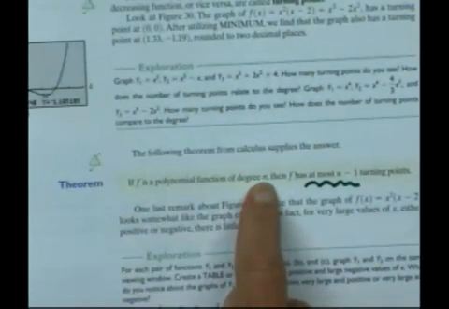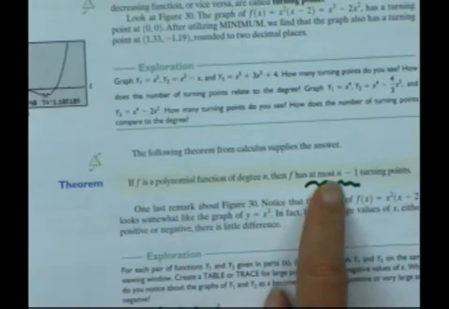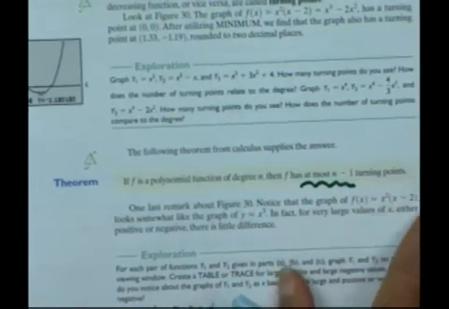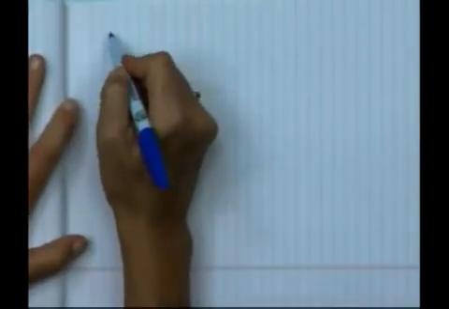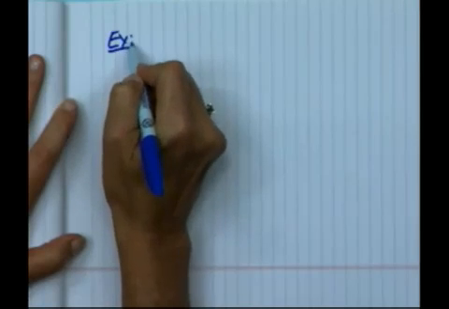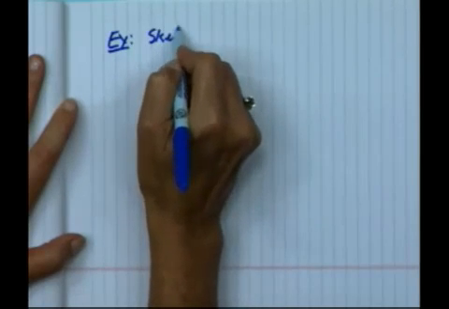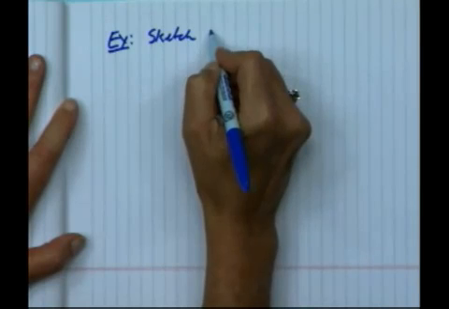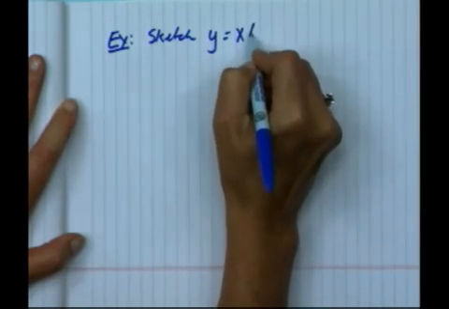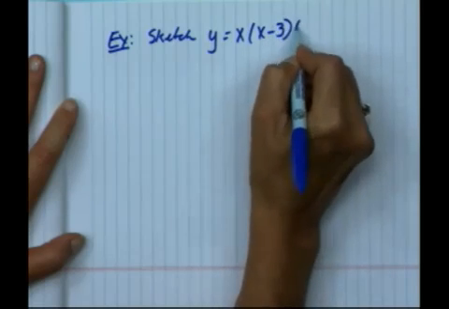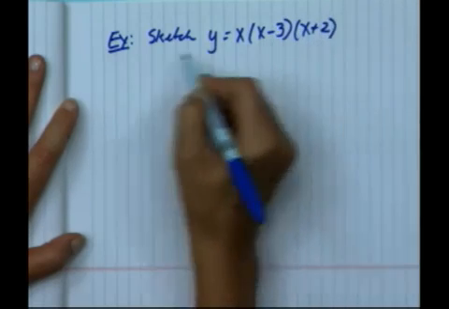If f is a polynomial function of degree n, then f has at most n minus 1 turning points. So I have an example that I'm going to build on to illustrate what I'm talking about. So this is our example, and we want to sketch y equals x times x minus 3 times x plus 2.